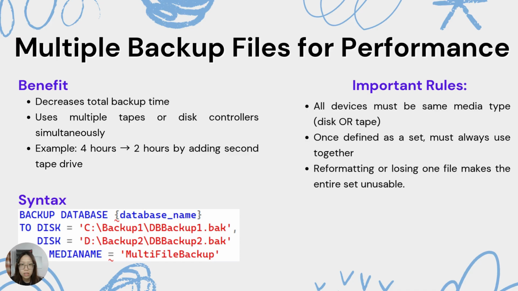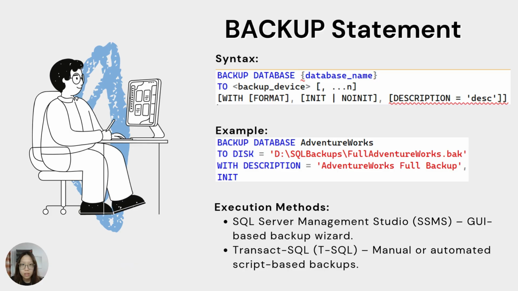Here are some important rules for multiple backup files. First, all devices must be the same media type. You cannot mix disks and tapes. Second, if you use multiple files in a single backup set, you must always use all of them together when restoring. And the last one is, if one file is lost or reformatted, the entire backup set becomes unusable. And this is the backup statement, and here is the syntax example code for the backup statement.